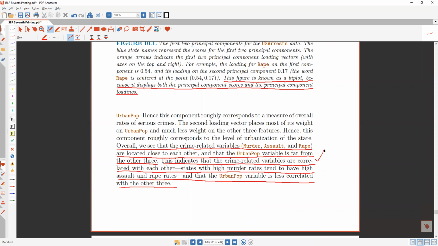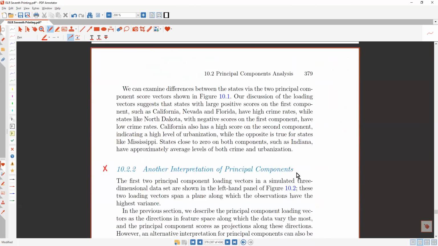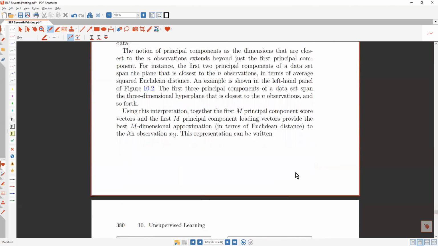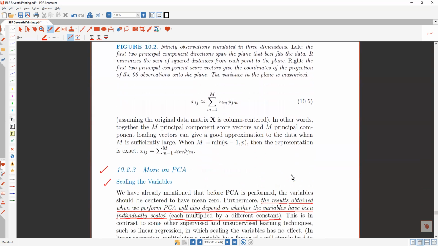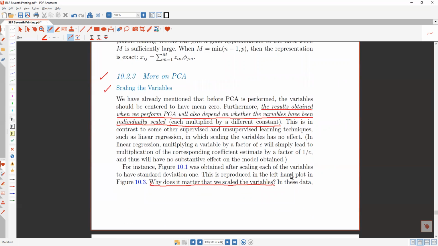This indicates that the crime-related variables are correlated, tend to have high murder rates, etc. And there's another interpretation of principal components. You could read that over if you like. We're just going to skip over that. Talk about the scaling of variables.